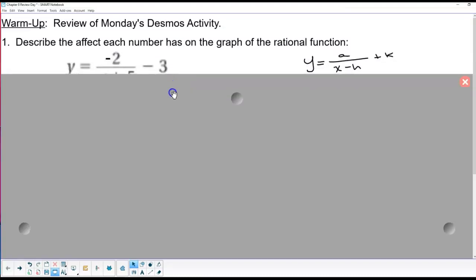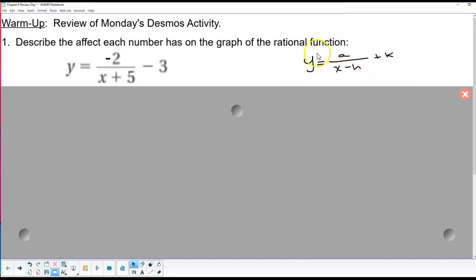So let's go over this quick. Just a quick refresher. When we're talking about the general form of a rational function, we have a, h, and k. Remember, h is the one that's opposite of what it appears. So if we ask you to describe the effect, we're looking for what does each number do to the graph, specifically, what direction does it move, and by how much.